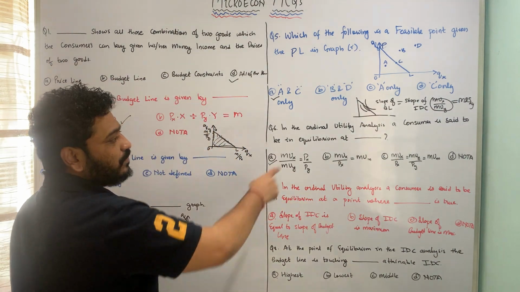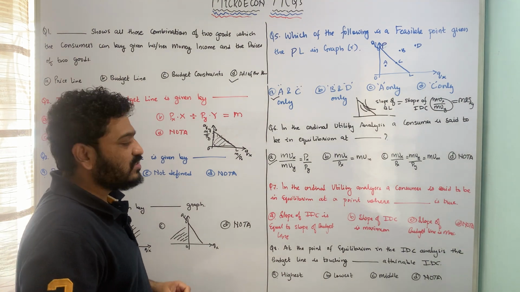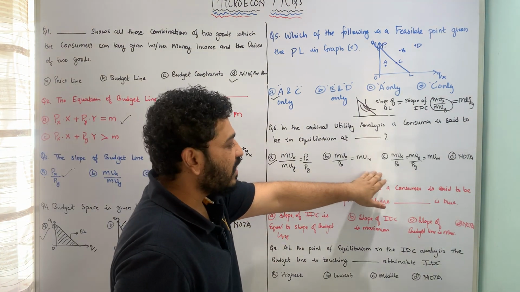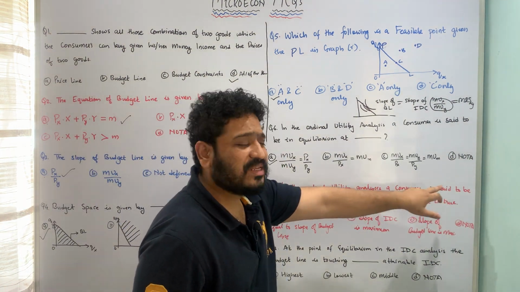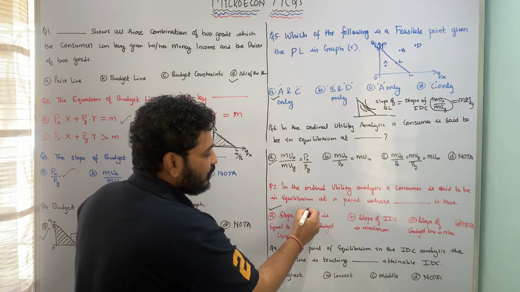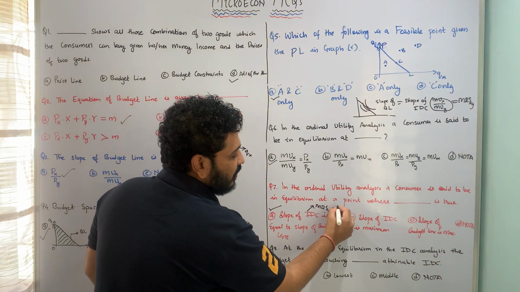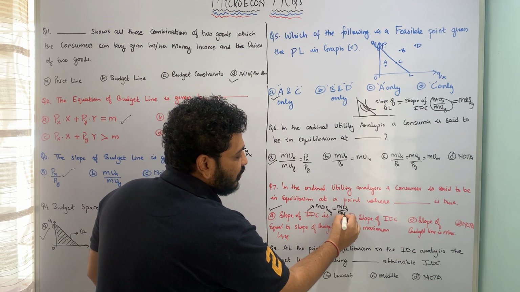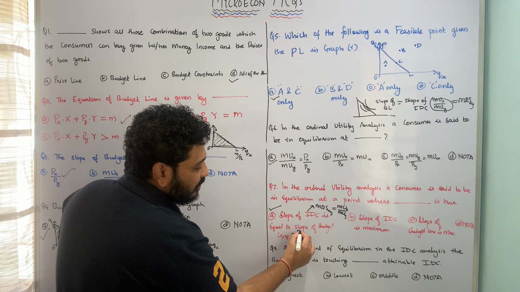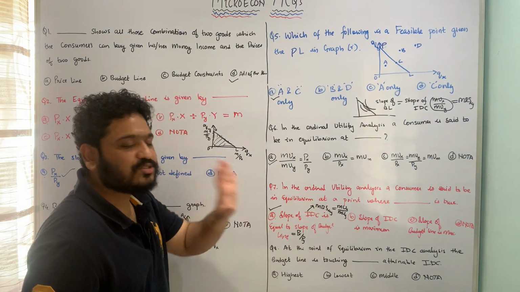So here again the explanation says that slope of budget line should be equal to slope of indifference curve, and therefore option A here is the correct answer. That means in ordinal utility analysis, a consumer is said to be in equilibrium at a point where the slope of the indifference curve, which I told you is called the marginal rate of substitution between XY and is given by marginal utility of x divided by marginal utility of y, should be equal to the slope of the budget line, which is given by price of x divided by price of y. This has to be equal.